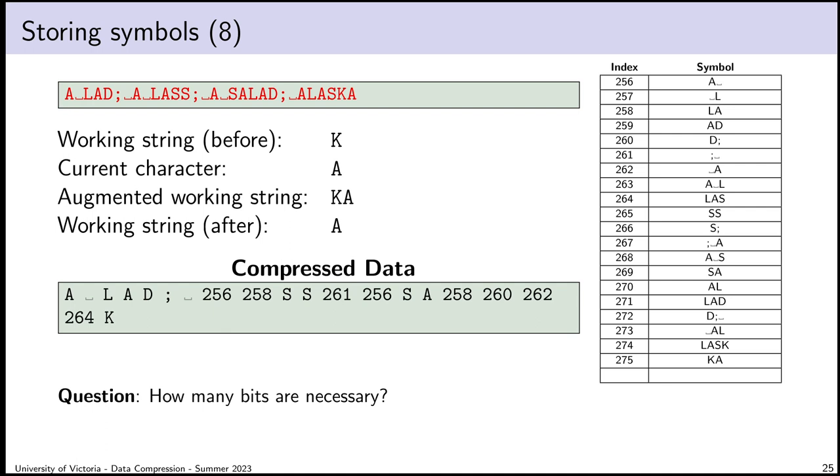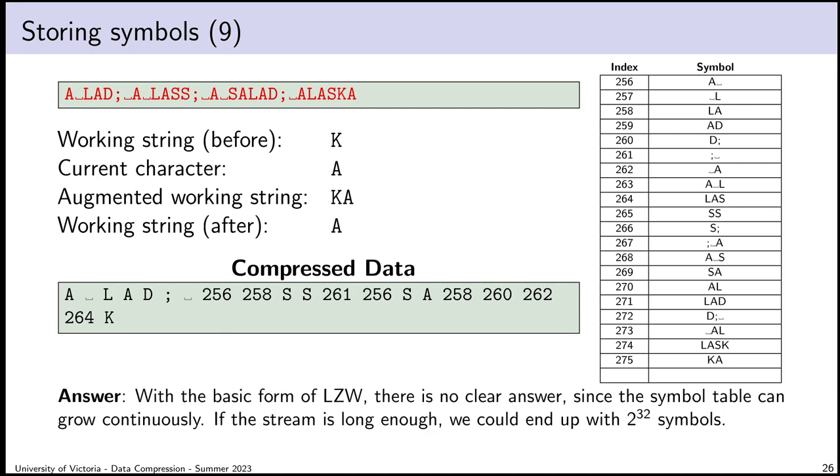Should we use 9? Well, there's no clear answer, because in a theoretical sense, at least on paper, this symbol table can just grow downwards forever. I could have symbols with index, you know, a million if I want to. Nothing about the theoretical approach we've taken to LZW forbids a symbol with an arbitrarily large value. However, obviously, I want to use as few bits as I possibly can to encode my symbol stream.